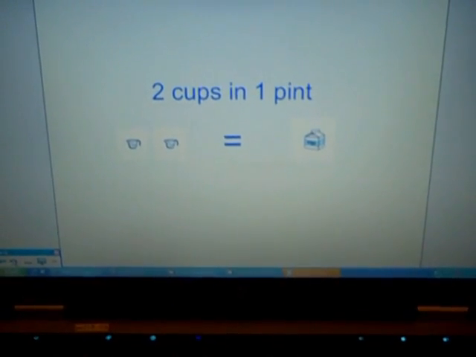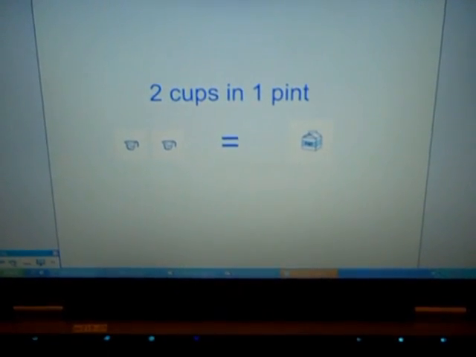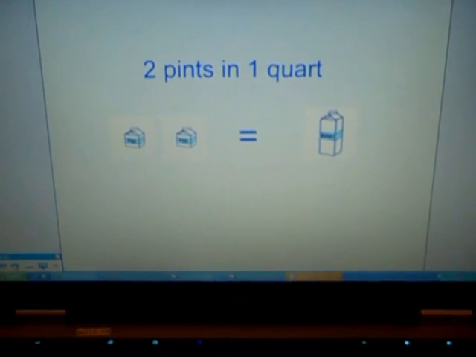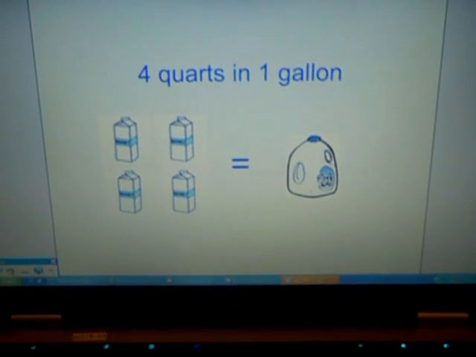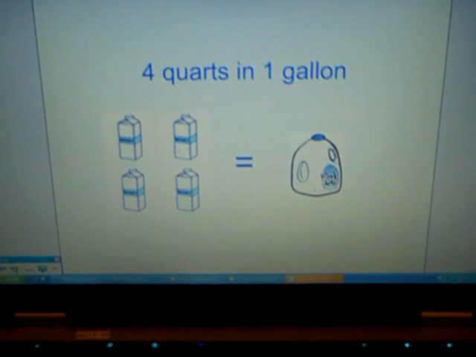There are 2 cups in 1 pint. There are 2 pints in 1 quart. And there are 4 quarts in a gallon.